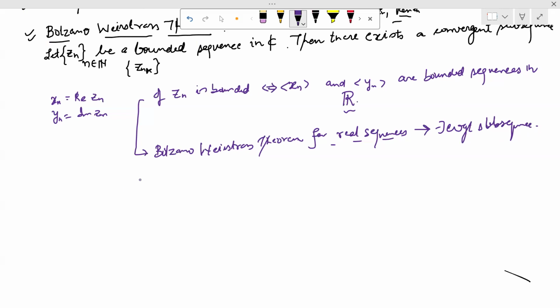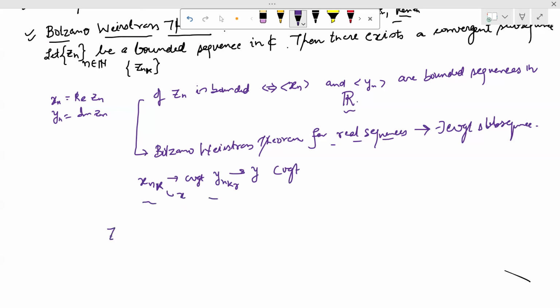So let's say for xn, we have some xnk, which is convergent. And similarly for yn, there would be some ynk, which is convergent. Let's say this ynk also converges to y, so therefore this is convergent, and let's say this converges towards x. So what does it imply?